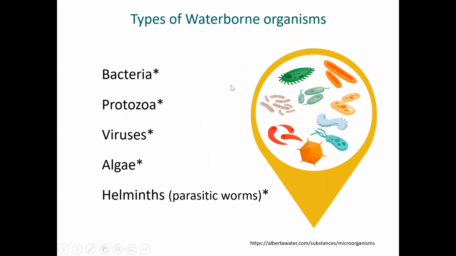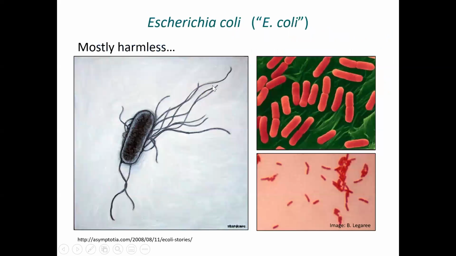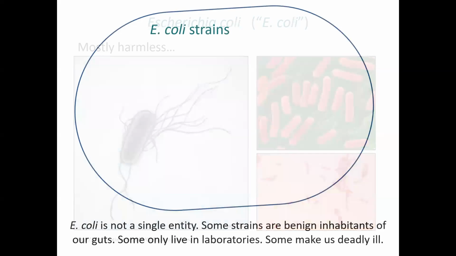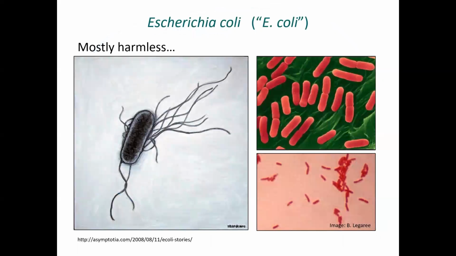So let's talk about E. coli a bit here, okay? So there's E. coli. E. coli is a gram-negative rod-shaped organism. You can see there's some photographs of it. It has flagella for swimming around. And it is found in your intestine.